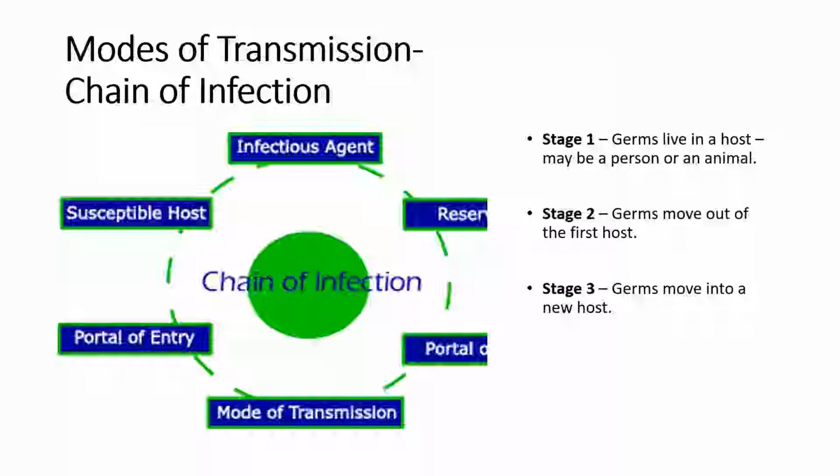Germs use many routes to get from one host to another. And this is again the modes of transmission. Germs can be spread through the air, animal bites, insect bites, eating or drinking infected food or water, touching, and contact with body fluids.